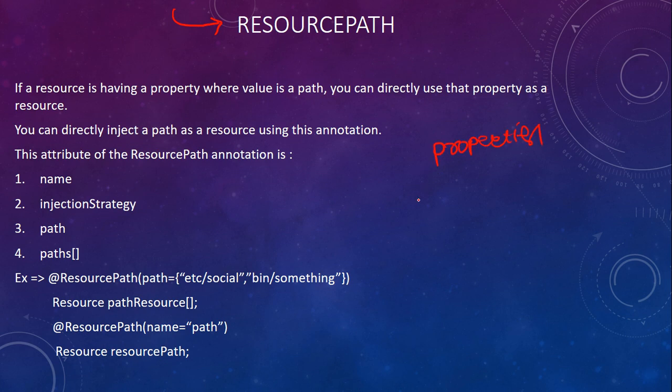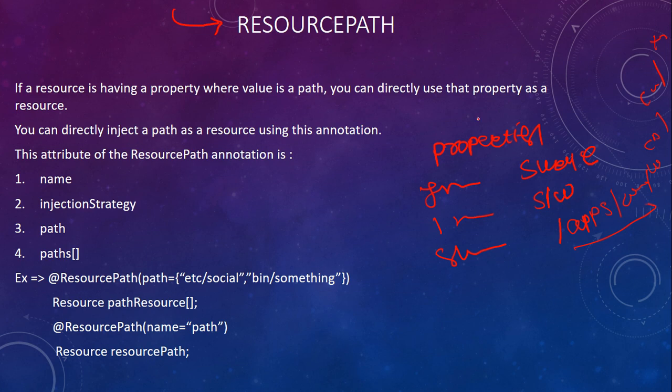Now inside our properties, consider we have an fname, an lname, and a Sling resource type. Inside the Sling resource type, this value should be stored in the form of a path. The first name will store only in the form of string. Last name will store in the form of string only. But Sling resource type will store in the form of a path. Maybe you have apps, and inside apps you have core and WCM, and after WCM you have components, and inside components maybe you have a title component. So this is nothing but the path only, no? So if you want the path related things directly, you can use this @ResourcePath annotation.